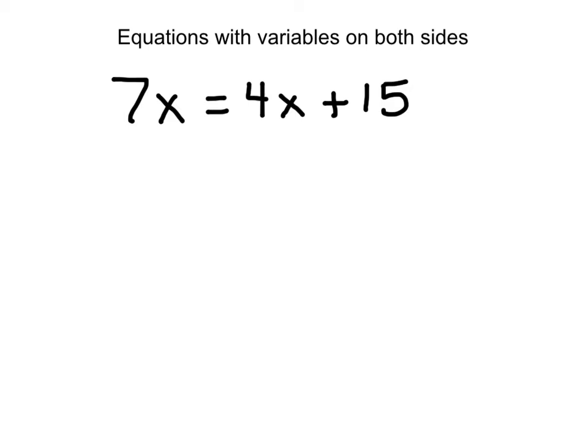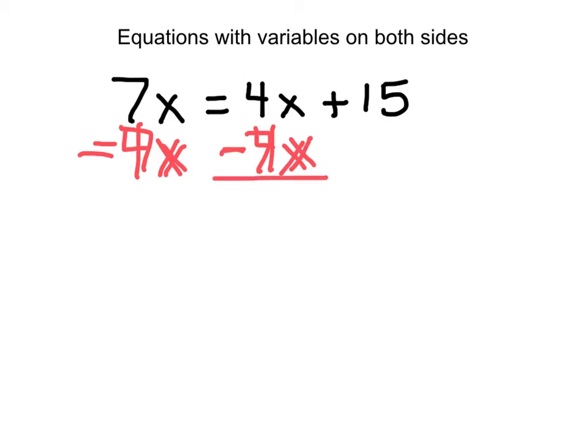I could either subtract 7x from both sides, or I could subtract 4x from both sides. Now I would choose to subtract 4x, because if I do that, I know that the coefficient, the number in front of the x, will end up being positive, because 7 is larger than 4. So I would choose to do this. I would subtract 4x from both sides like that.